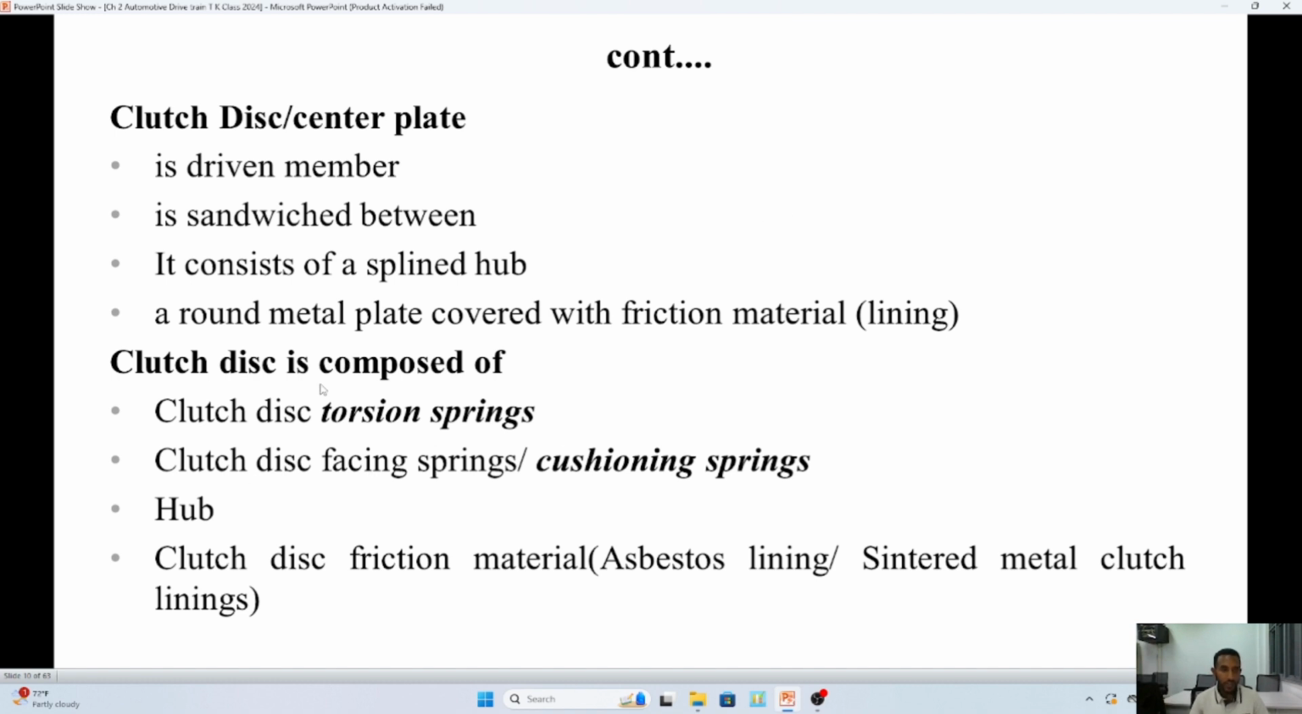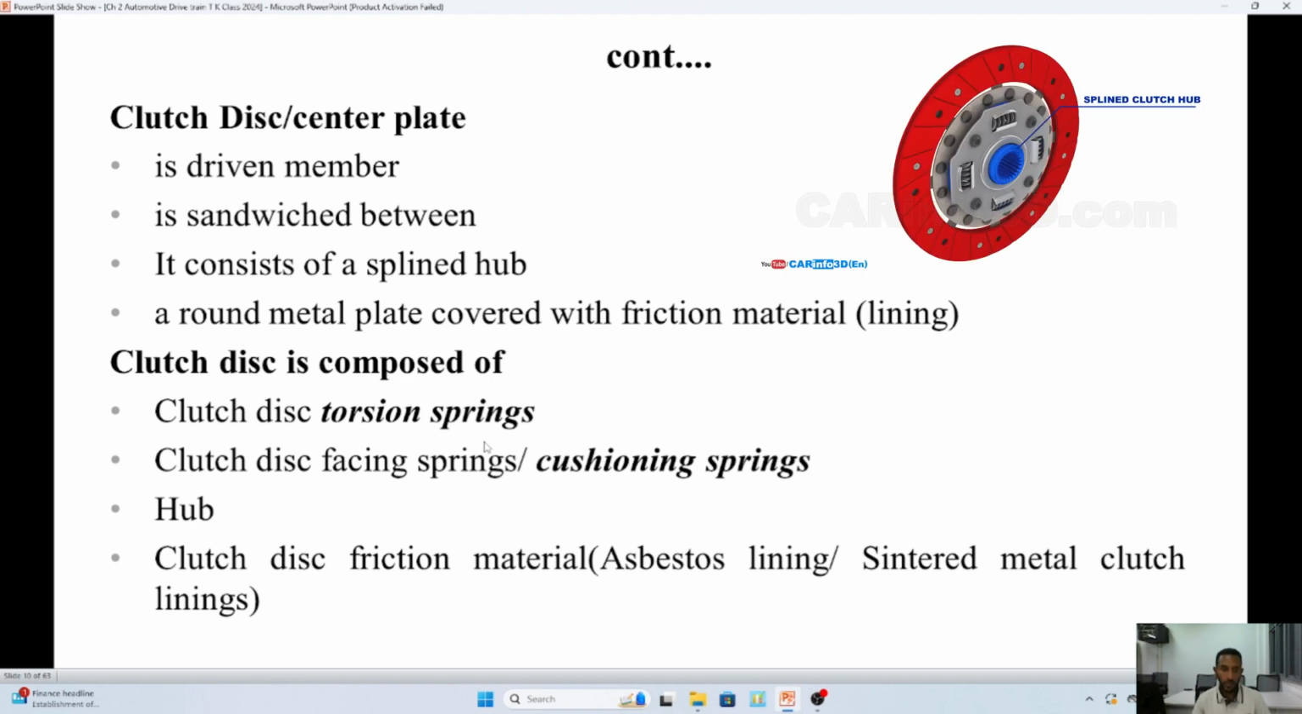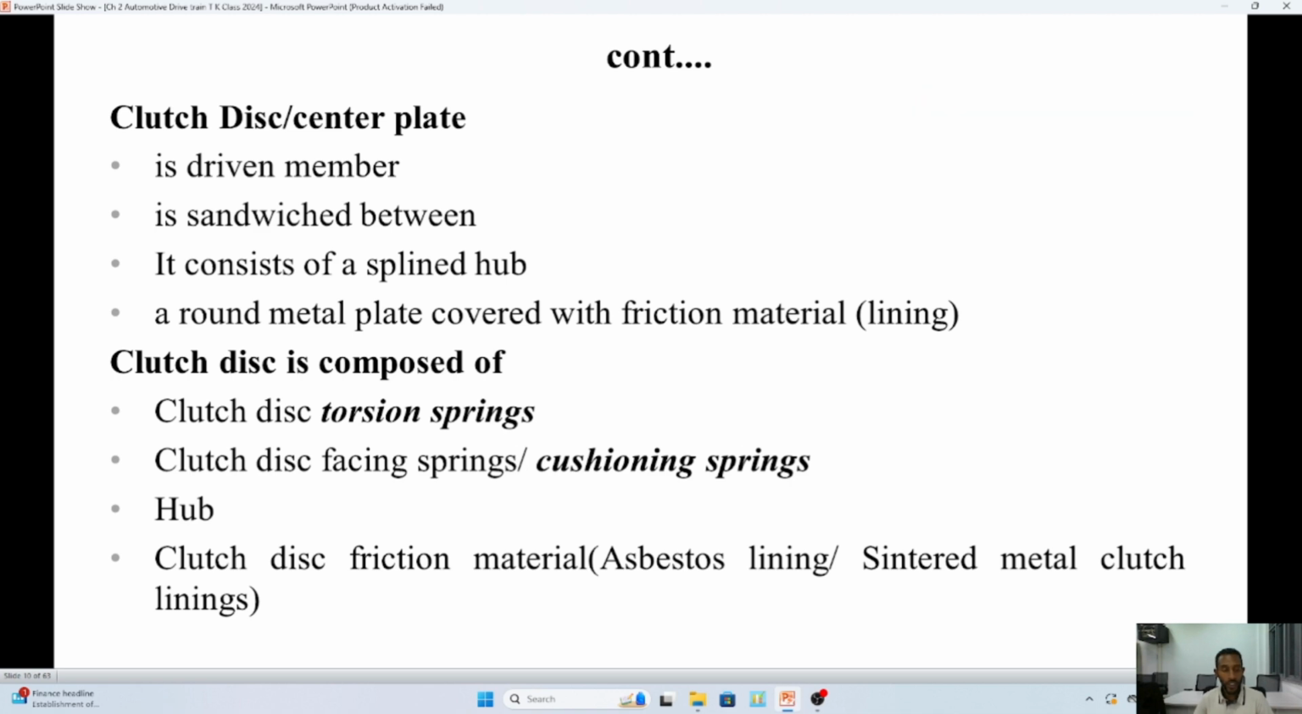So the clutch disc is composed of the clutch disc torsion spring, the clutch disc facing spring or cushion spring, the hub, and the clutch disc frictional material or lining. The clutch disc torsional spring, like the dual mass flywheel, reduces the torsional stress which comes from the engine to the transmission or gearbox.